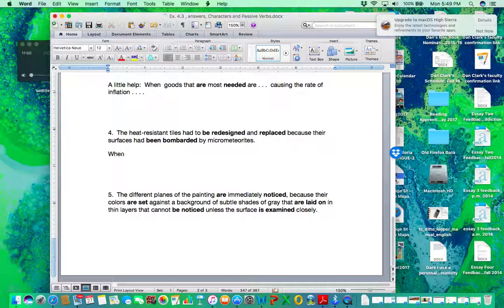The heat-resistant tiles had to be redesigned and replaced because their surfaces had been bombarded by micrometeorites. Okay, so let's say the engineers had to redesign and replace the heat-resistant tiles.